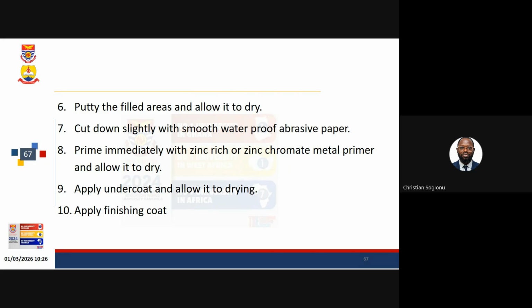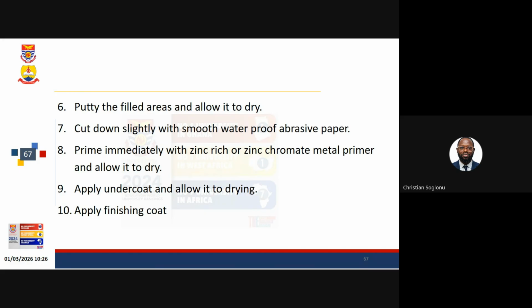So, cut down slightly with smooth waterproof abrasive paper. You come in with a smooth, fine abrasive paper, the sandpaper, a smooth one to cut it down to get rid of any areas that might come up a bit or any bumpy areas. When you do that, you cut it down with your fine sandpaper.